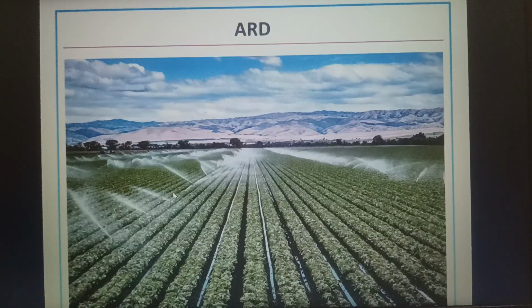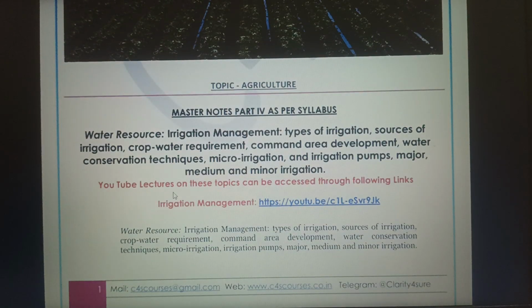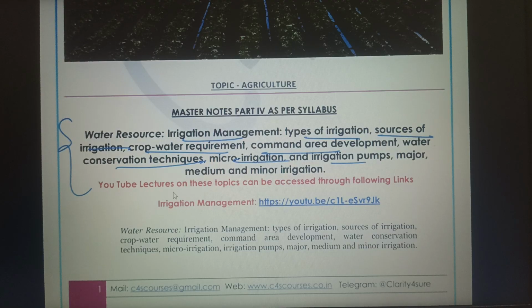Okay, now let's start with the session and see the topics. So this is the syllabus. What should be clear to you is the syllabus. Water resources: what are the water resources available in the country? Irrigation management, types of irrigation, sources of irrigation, crop water requirement, command area development, water conservation techniques, micro irrigation, irrigation pumps, and major, medium, minor irrigation projects, whatever it is. So the syllabus is very simple. If you can read it once, it will help you to read the notes properly.